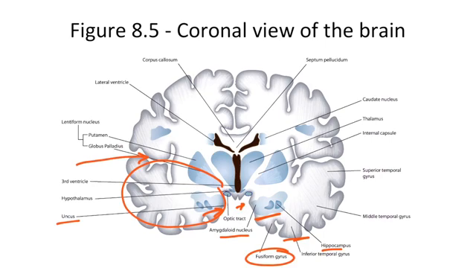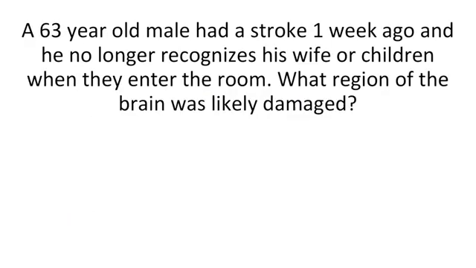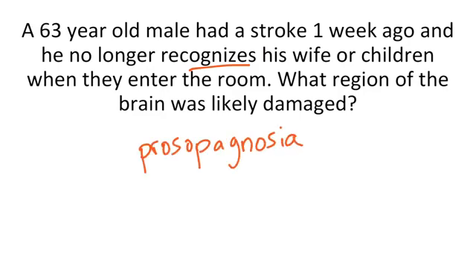Okay, with this in mind, let's do a question. A 63-year-old male had a stroke 1 week ago, and he no longer recognizes his wife or children when they enter the room. What region of the brain was likely damaged? In this question, you need to know that the 63-year-old patient can no longer recognize faces. This is also called prosopagnosia, and this is caused by damage to the fusiform gyrus, as we just learned.